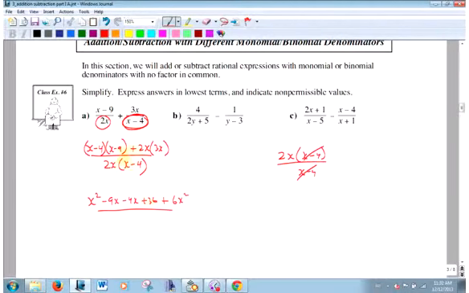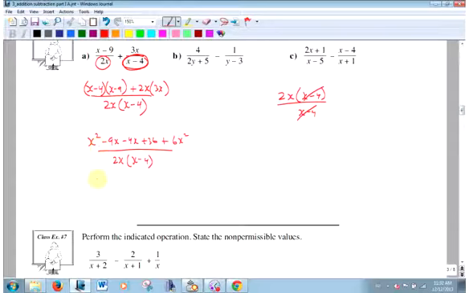You could multiply this out, but like I said, let's just leave it like that for a sec. Okay? So I have x squared and 6x squared, that's 7x squared, minus 9 and 4 is 13x, and 36 over 2x times x minus 4. What if I could factor the top now? Can I factor that? Because we got to check.